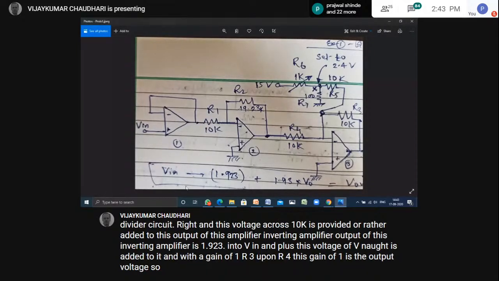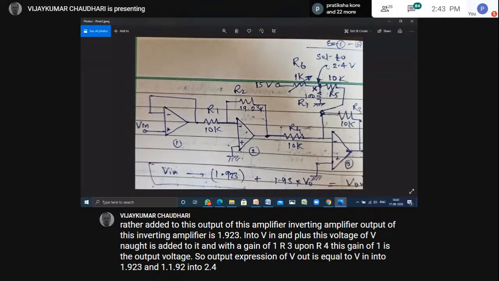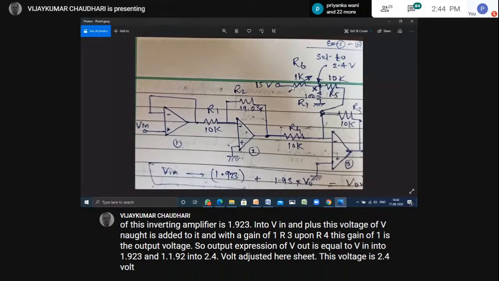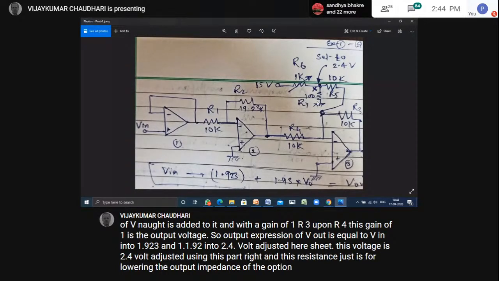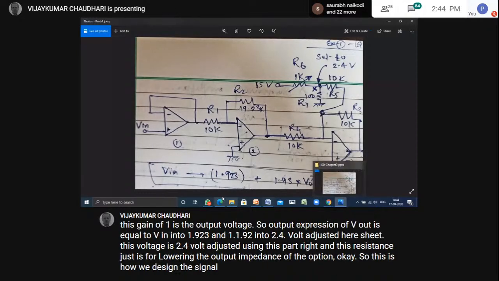So the output expression of Vout is equal to Vin into 1.923 plus 2.4 volt adjusted here. See it, this voltage is 2.4 volt adjusted using this part, right? And this resistance is just for lowering the output impedance of the op amp. Okay, so this is how we design the signal conditioning circuit for the given problem.